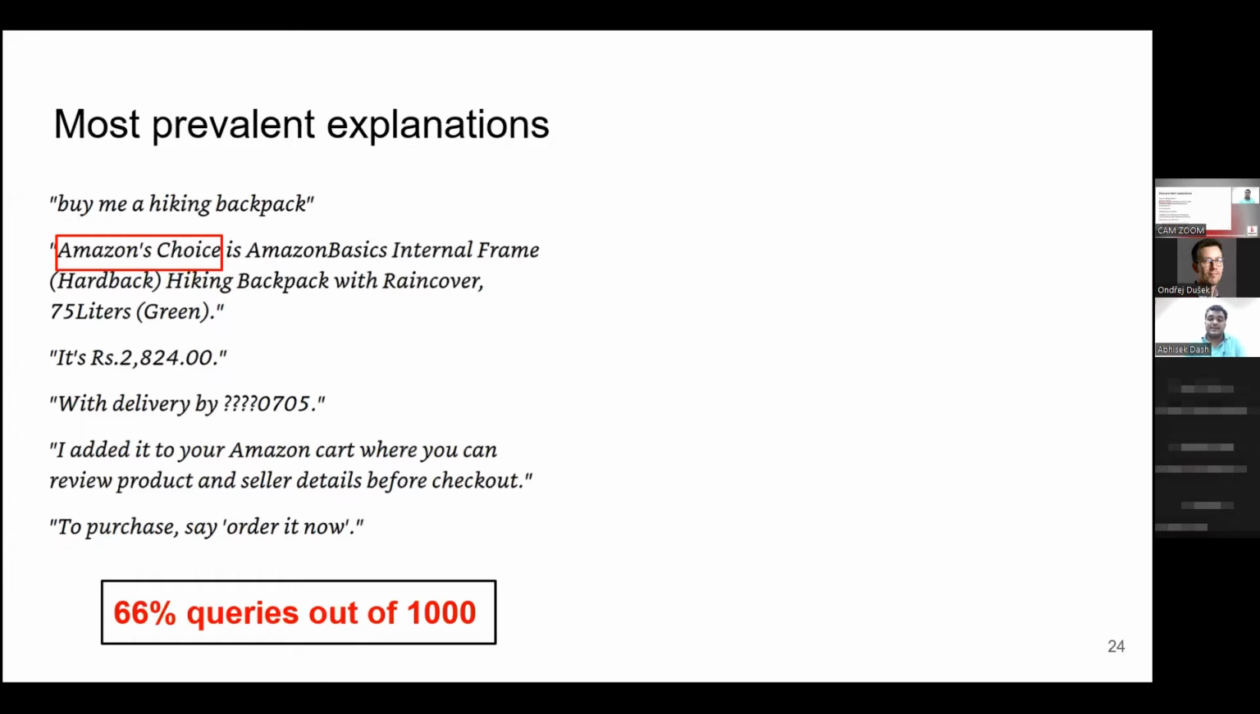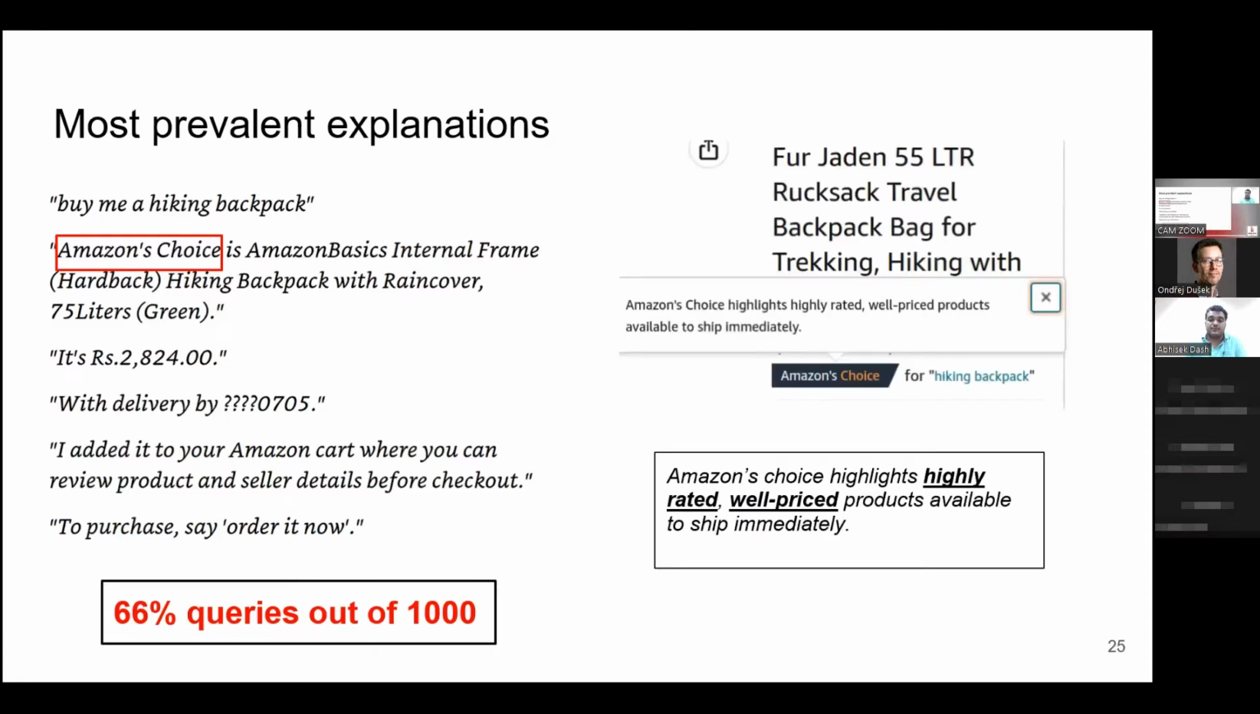Now, what exactly is Amazon's choice? The phrase itself is not very informative. However, Amazon defines it as: it highlights highly rated and well-priced products available to ship immediately. Now, this brief description itself provides us with two nuances without succinctly defining either.